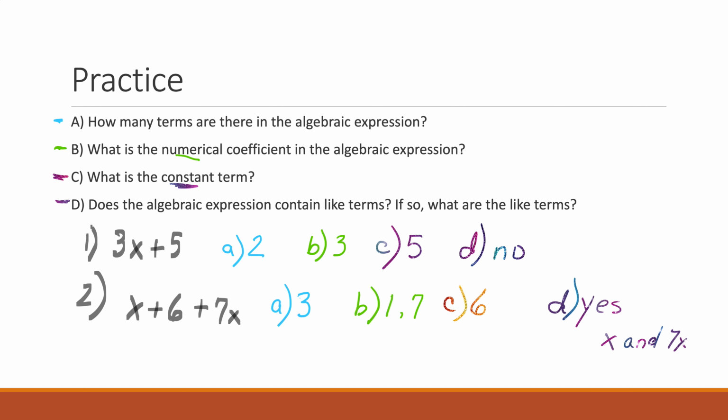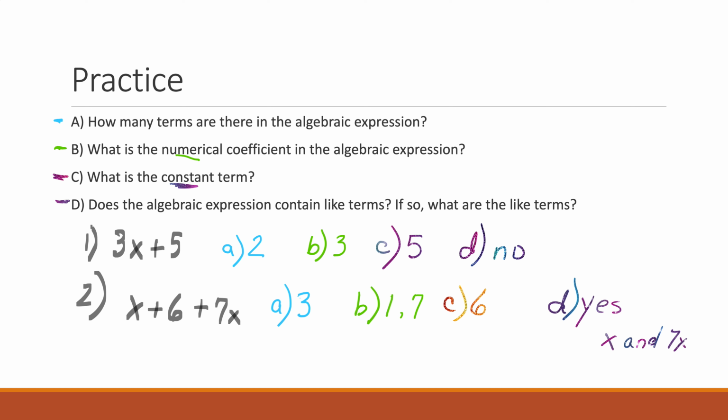So, the first part, how many terms are there? There's 3 terms, x, 6, and 7x. What's the numerical coefficient? There are actually 2 coefficients in this problem. Remember, coefficients are numbers in front of variables. In this case, there's a 1, because there's a 1 in front of the first x, and there's a 7. What's the constant term? Constant term is 6. It doesn't change. There's no variable.